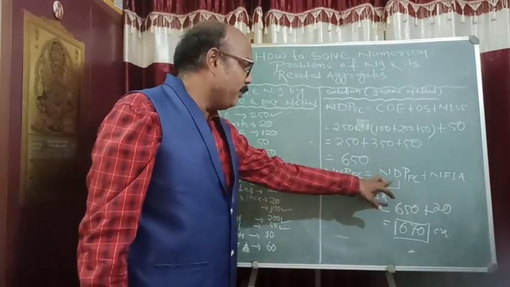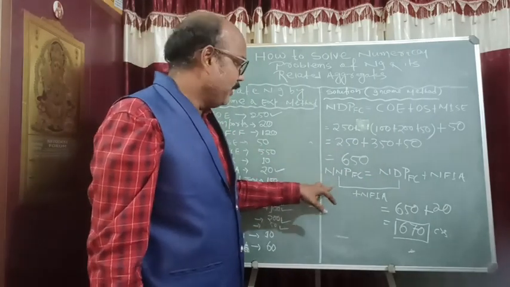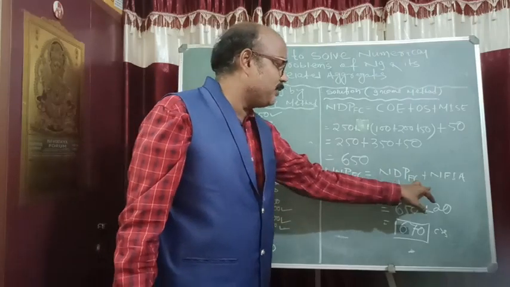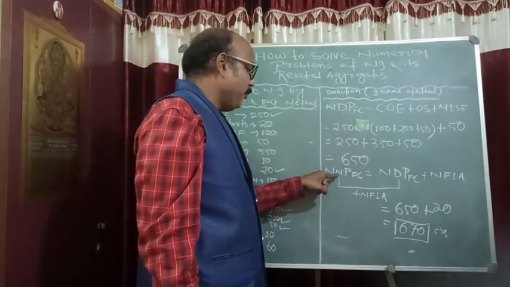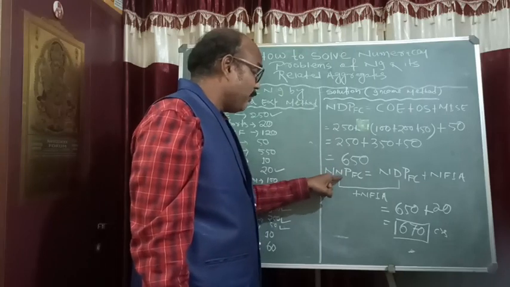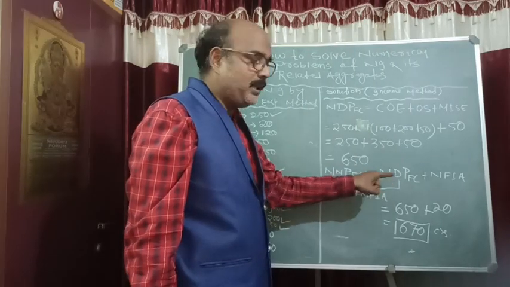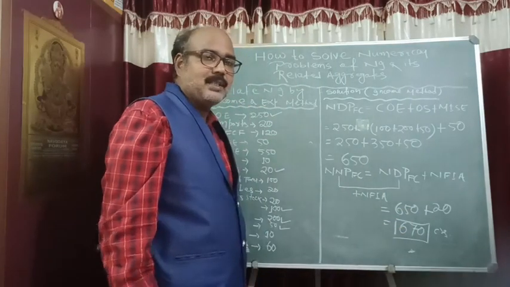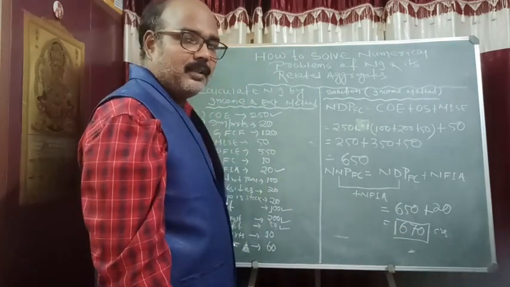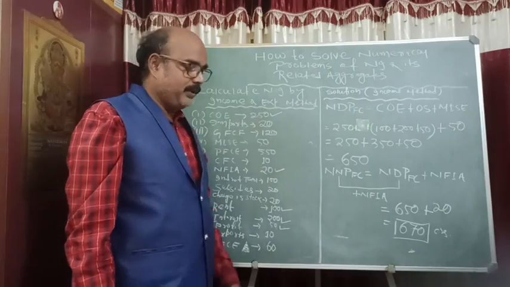Now from NDPFC you have to find out NNPFC. So NNPFC is equal to NDPFC plus NFIA. Only one operation is required. Everything is same, but net national product you want, domestic product is given. So 650 plus 20 is equal to 670. Is it clear? So kindly note it down.